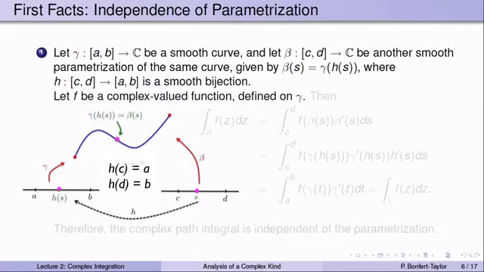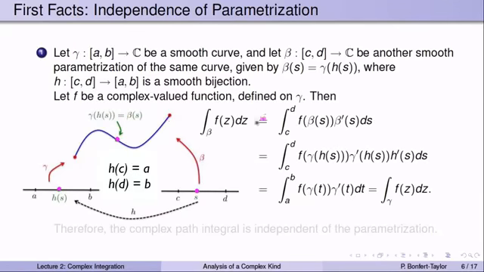Now suppose I have a complex valued function f that's defined on gamma, then what is the integral over beta of f of z dz? Well, by definition, that's the integral from c to d, f of beta of s, beta prime of s ds. What is beta of s? Beta of s is gamma of h of s. And what is beta prime of s? I see the composition of two functions, so by the chain rule, that's gamma prime of h of s times h prime of s. So that's what you see down here.